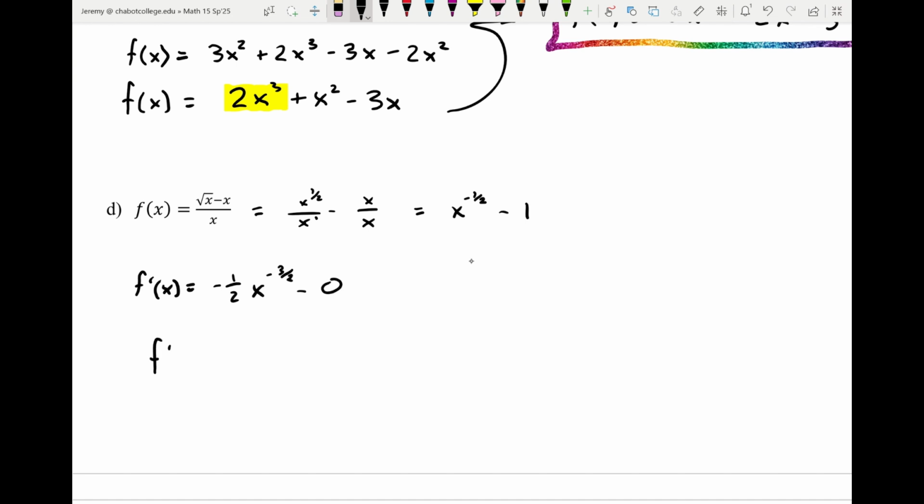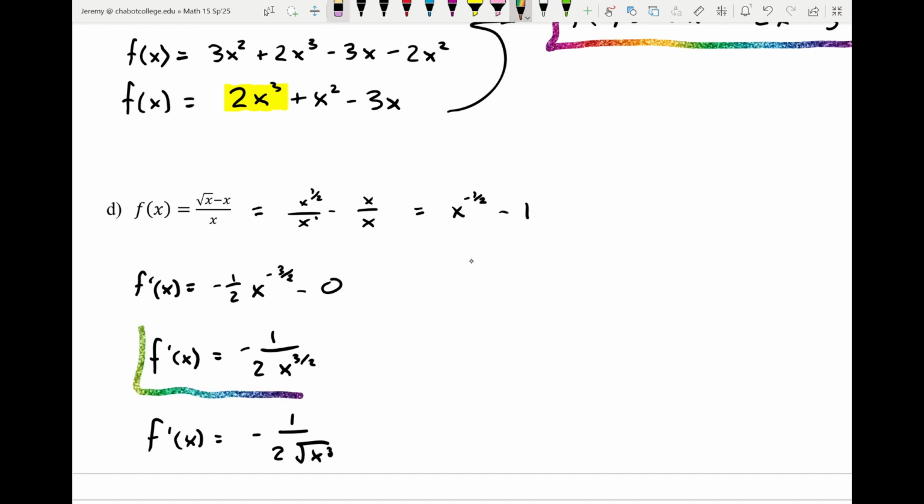So our derivative, f prime of x, is going to be negative 1 over 2 x to the 3/2. You could write it that way, or you could write it the way we did in that previous problem, square root of x cubed. I'm relatively flexible on how you write your answer, but I usually try to avoid negative exponents in my solutions.